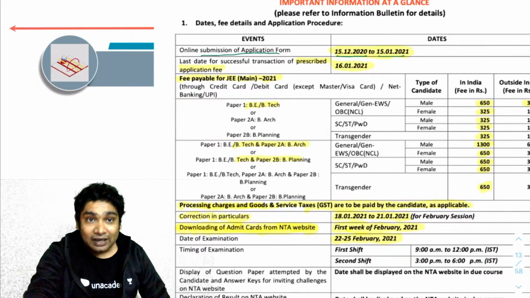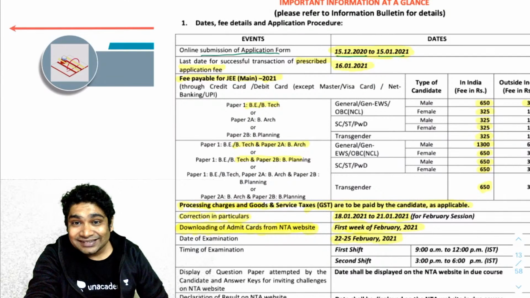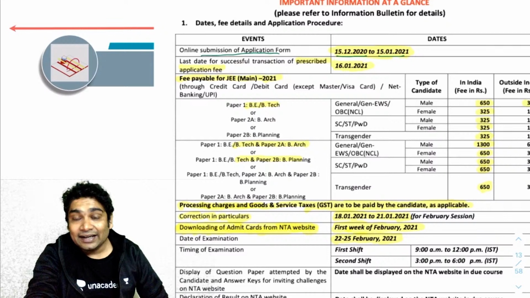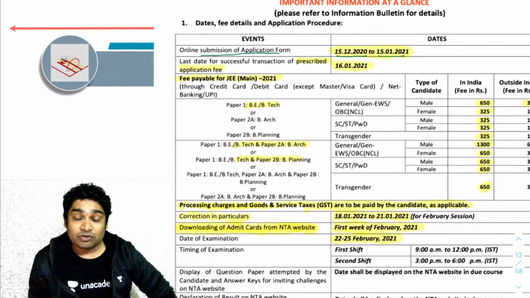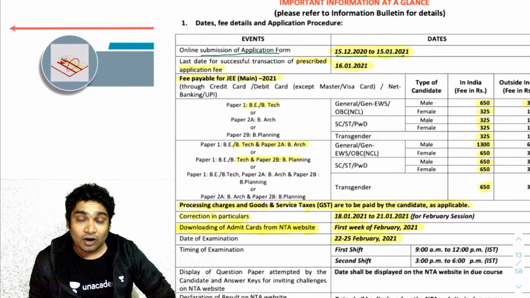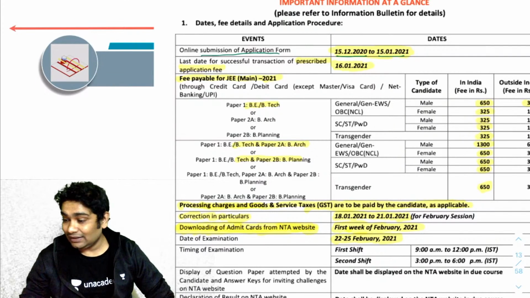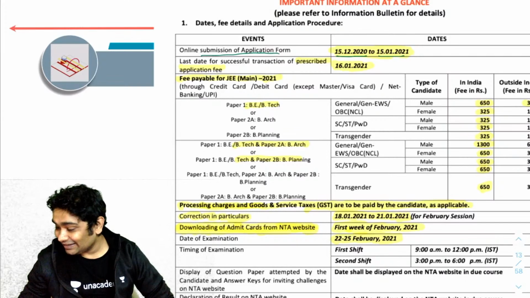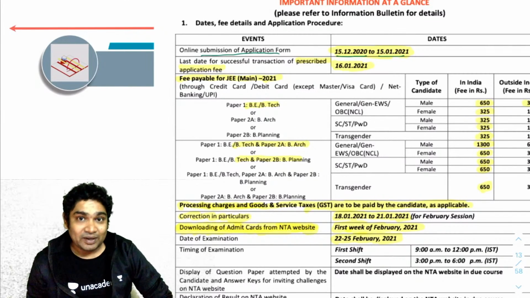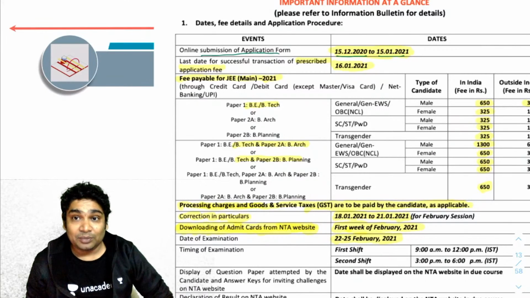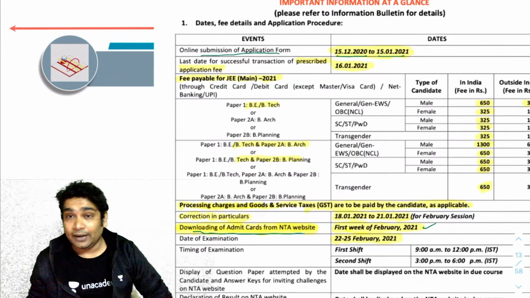Okay. So not the admit card. So what are you asking about? Where is the admit card? As I said, ARJ, you will be able to download the admit card from the first week of February. Admit cards would be released in the first week of February. Here, pay attention to this. This is downloading the admit cards. Admit cards would be available on the NTA website from the first week of February.